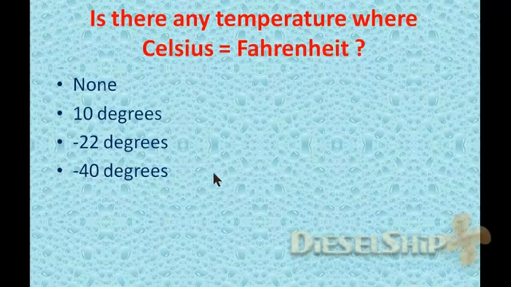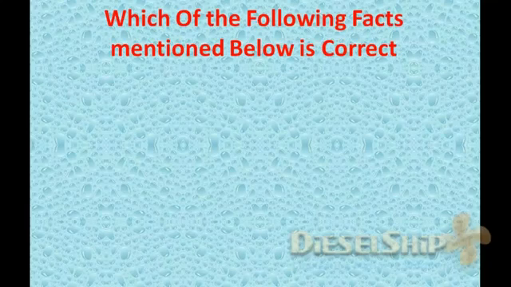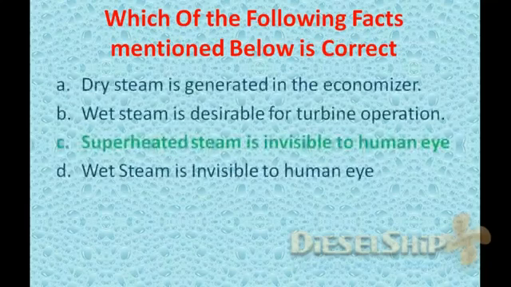Alright, so that's the end of the 5th question, and we are going to see the answers for all these questions. Here's the answer for the first question. You can compare it with the answer which you have marked. Which of the following facts mentioned below is correct? The correct answer is superheated steam is invisible to human eye. You can never see superheated steam with the human eye. To see it, the superheated steam has to convert itself to dry and then wet steam, and only then is it visible to the human eye.